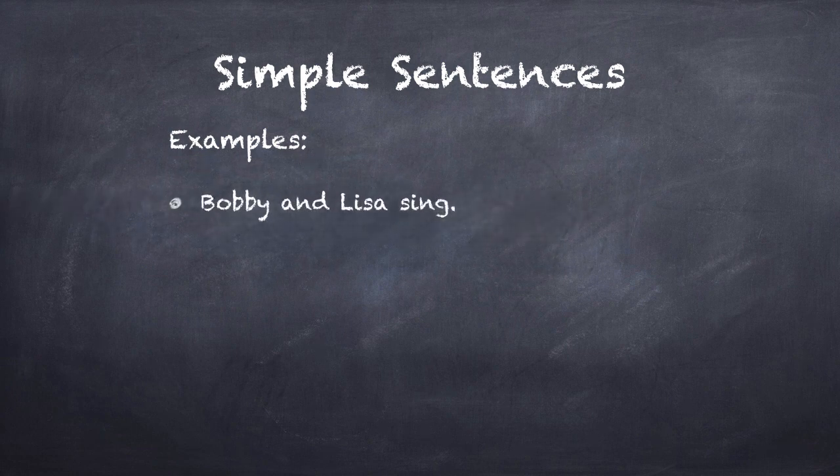Our next example is Bobby and Lisa sing. In this case, Bobby and Lisa is one subject, and sing is our verb. You might think, well, Bobby and Lisa are two different subjects because they're two different people. But Bobby and Lisa are both connected to the verb sing. Bobby sings, Lisa sings. So the verb sing is for both Bobby and Lisa. So we consider this one subject.